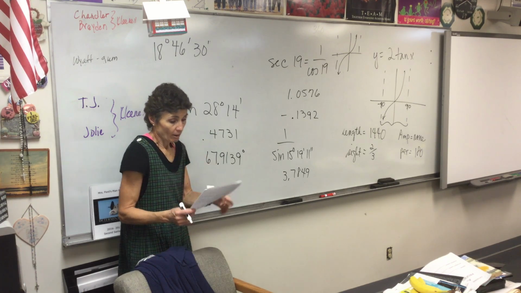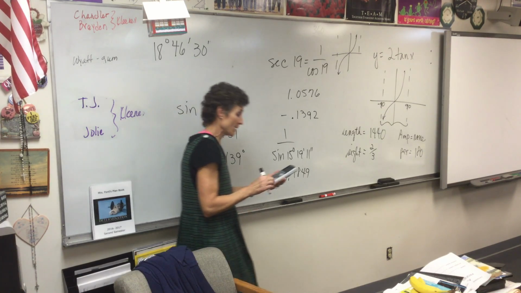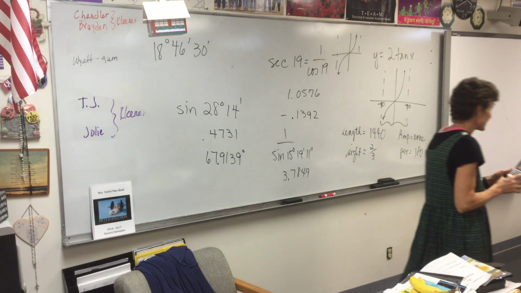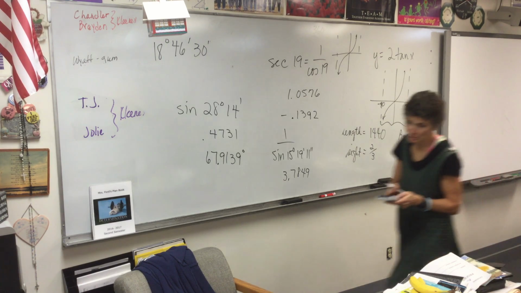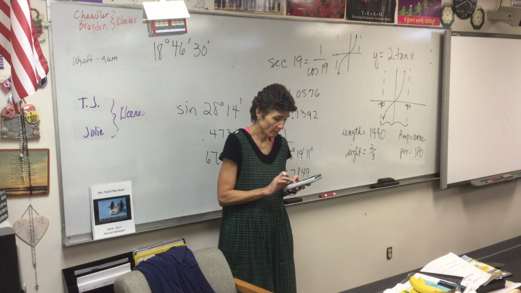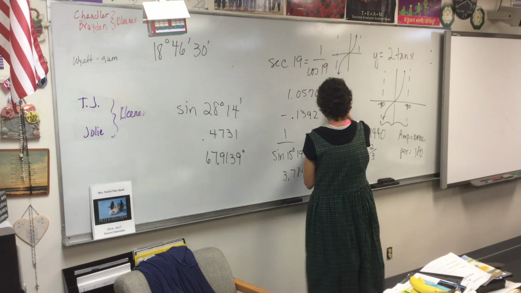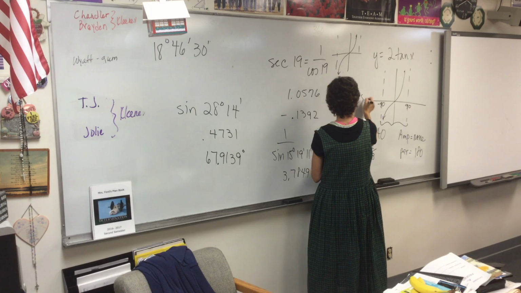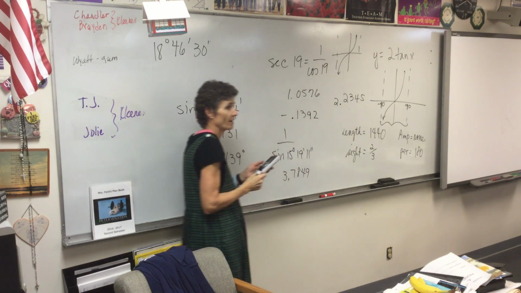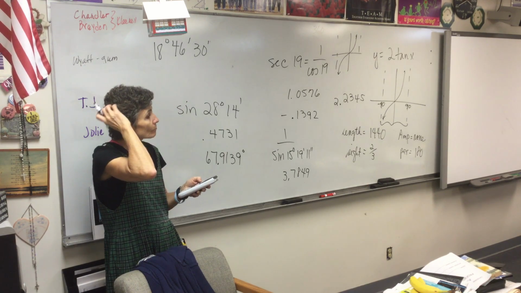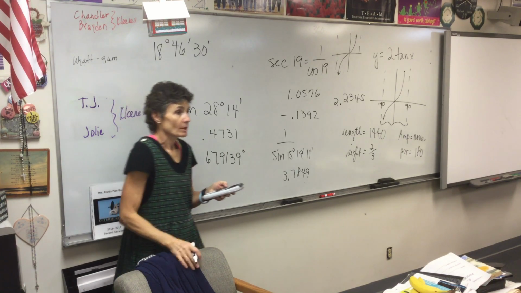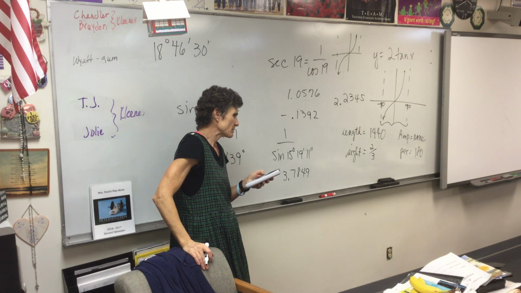All right, now we did not do B. And we did not do B because it's a radian measurement. So I go to mode, go down to radian, highlight it, and then I type tangent 1.15, and the answer is 2.2345. Everybody okay with that? How did I know that was a radian?